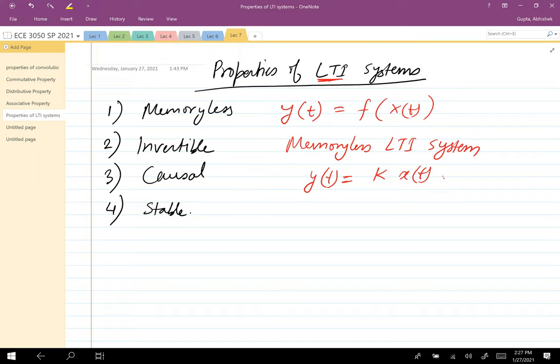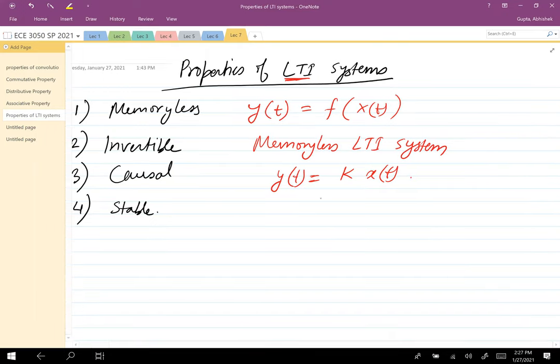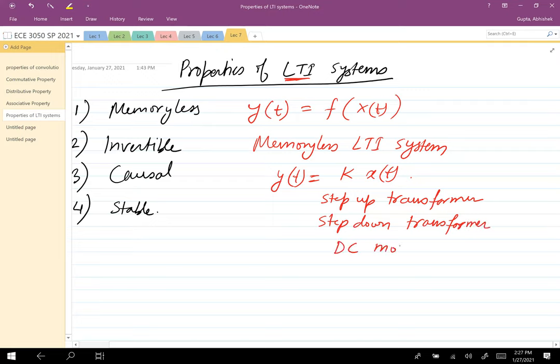Okay, so something like a step up or step down transformer does exactly this, or a DC motor. In a DC motor, the input x of t is current and the output is the rotational speed. There is a linear relationship between the current and the motor speed, or the number of revolutions per minute coming out of the motor. Okay, so those are memoryless LTI systems.